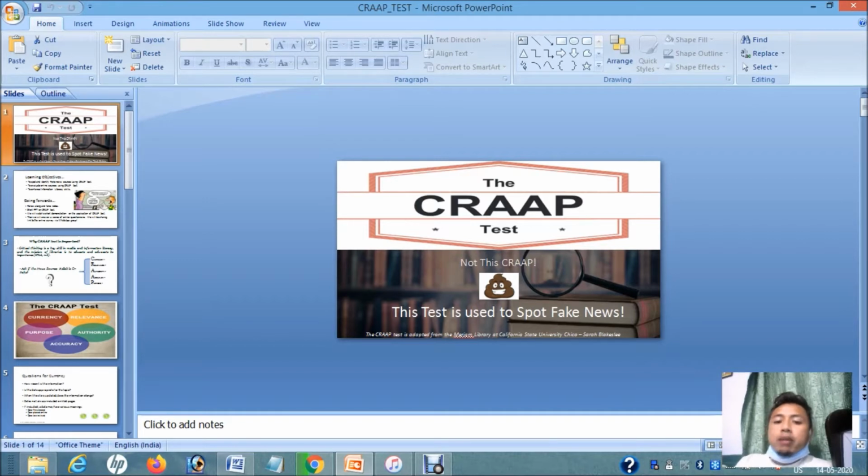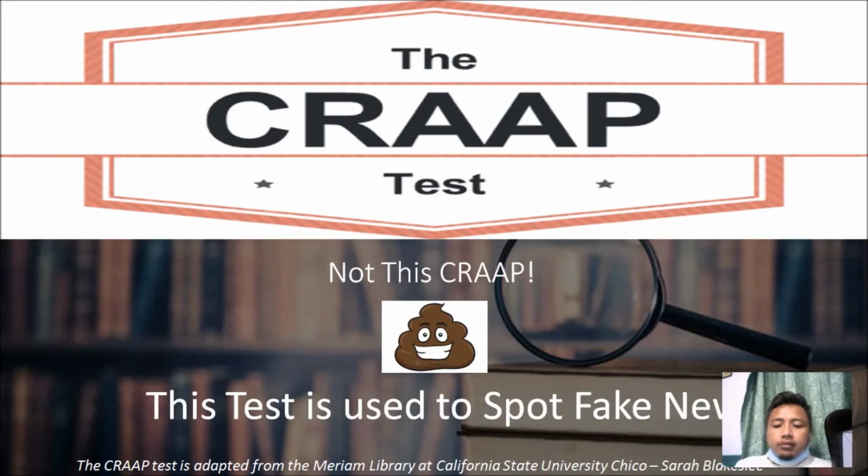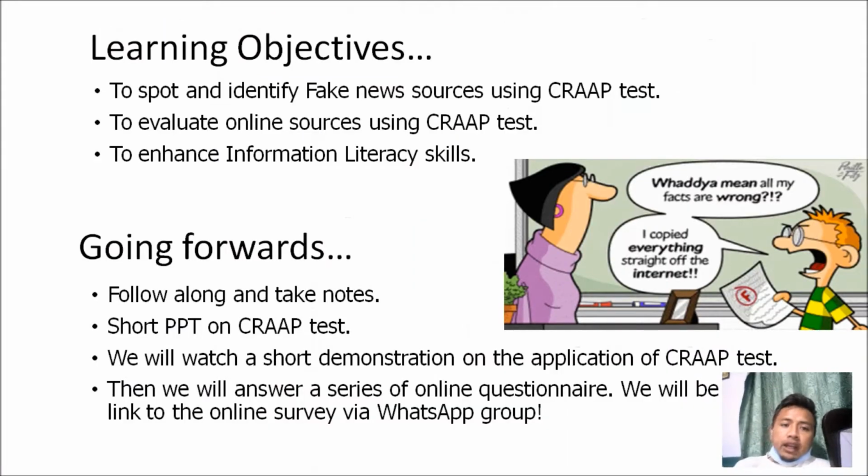So that you will be able to, number one, spot fake news; number two, evaluate online information sources to check for their reliability and accuracy. So it's not your usual CRAAP. This is for you to be able to identify, validate, and evaluate information sources that are available online. This test has been propounded by Sarah Blakeslee from California State University, and the learning objective, to identify and evaluate, I've already mentioned.